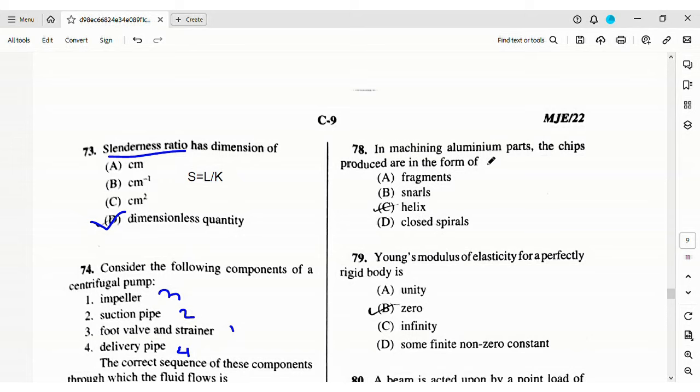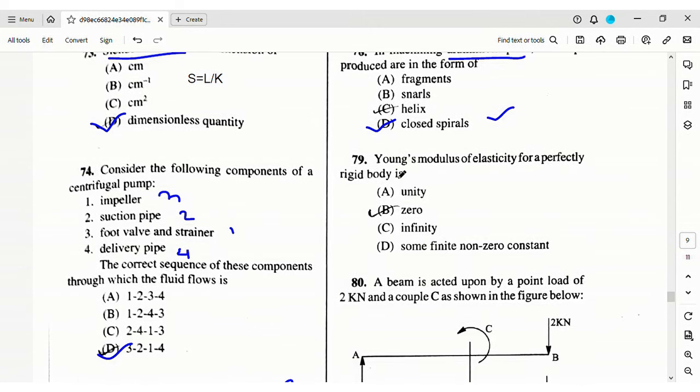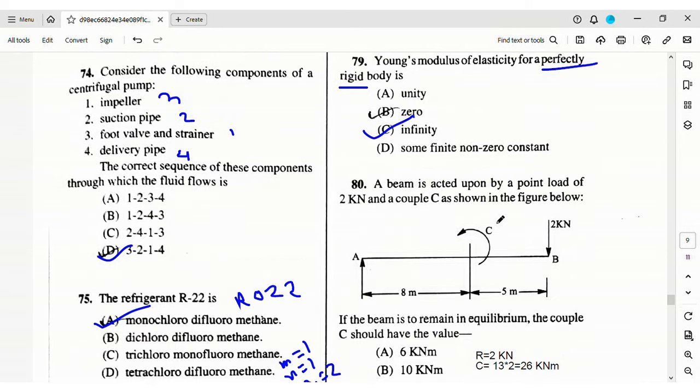In milling machine, for aluminum parts, the chips produced are in the form of closed spirals. Aluminum is a ductile material, so a continuous chip is produced. So here I think closed spiral will be the right answer. Young's modulus of elasticity for a perfectly rigid body: in case of a rigid body, the Young's modulus of elasticity will be infinite.